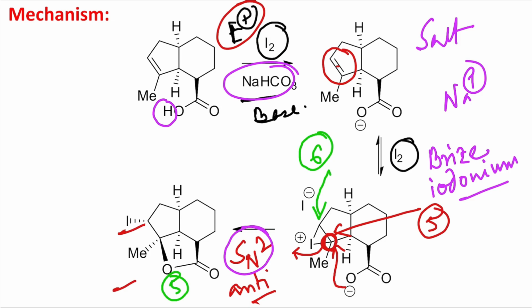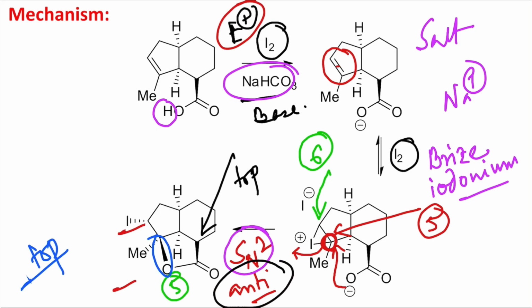Now the question is, why does the attack happen from the top side here? This is because of the geometry or selectivity of this carboxyl group, which is on the top, so it can attack only from the top side. If it attacks from the top side, and since the opening is in anti-fashion, the iodine will go to the bottom side. So this is the overall understanding.